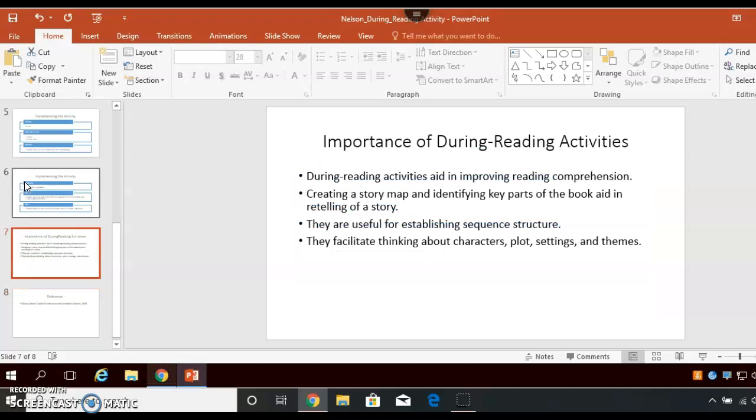Deering reading activities aid in improving reading comprehension. Creating a story map and identifying key parts of the book can aid with children retelling a story because it helps them form a map in their head. It's also useful for establishing sequence structure and can help facilitate thinking about character, plot, settings, and themes.